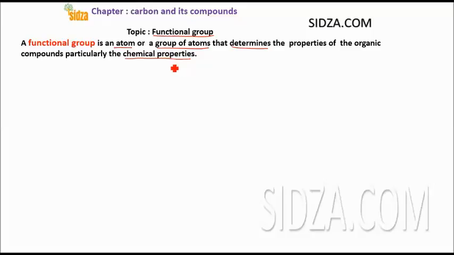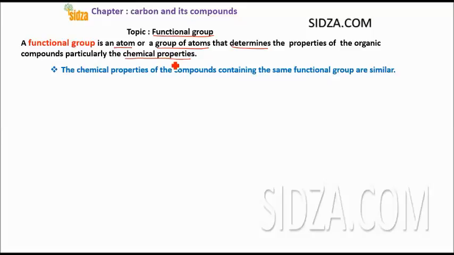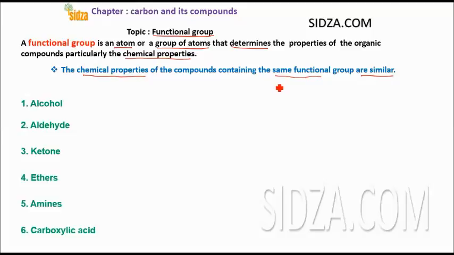Hence, a functional group is an atom or a group of atoms that determines the chemical properties of a compound. The chemical properties of compounds containing the same functional group will be similar. The different types of compounds that we have in organic chemistry are alcohols, aldehydes, ketones, ethers, amines, and carboxylic acids.